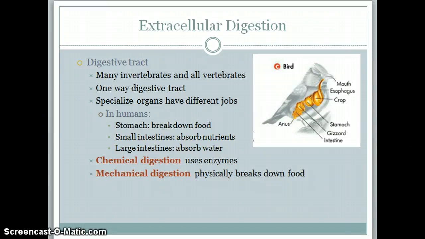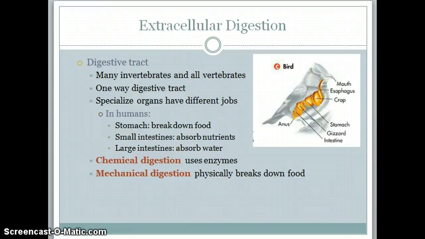If you chew carbohydrates, especially white bread or crackers, for a long enough time, they'll start to taste sweet. This is because one of the enzymes produced in your salivary glands breaks down carbohydrates and turns them into sugar, which tastes sweet. Your mouth also mechanically breaks down food when you chew the food.